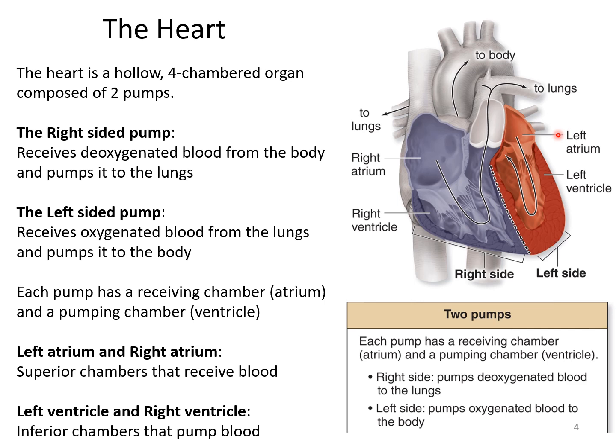The heart is a hollow organ made up of four separate chambers and two pumps. So here's your right side, one chamber, two chambers. Here's your left side, one chamber, two chambers. So there's four chambers. We have the right-sided pump. This is the whole right side of the heart. The right side of the heart consists of two chambers, one up here and one down here. The right-sided pump, or the right side of the heart, receives deoxygenated blood from the body and pumps it to the lungs.